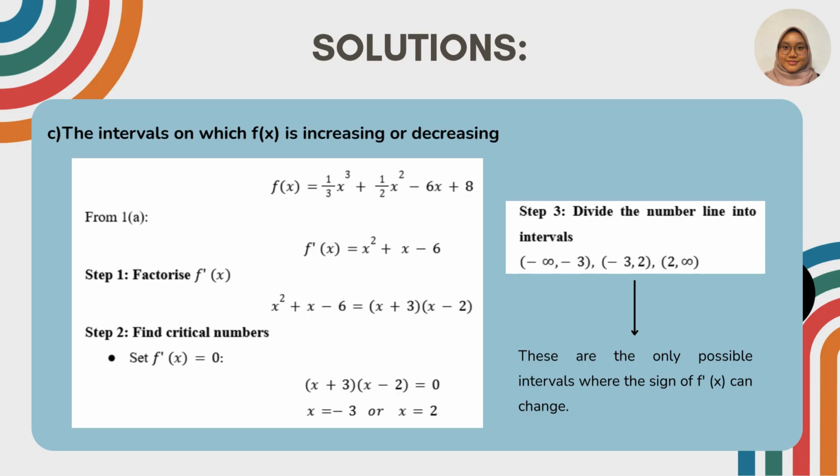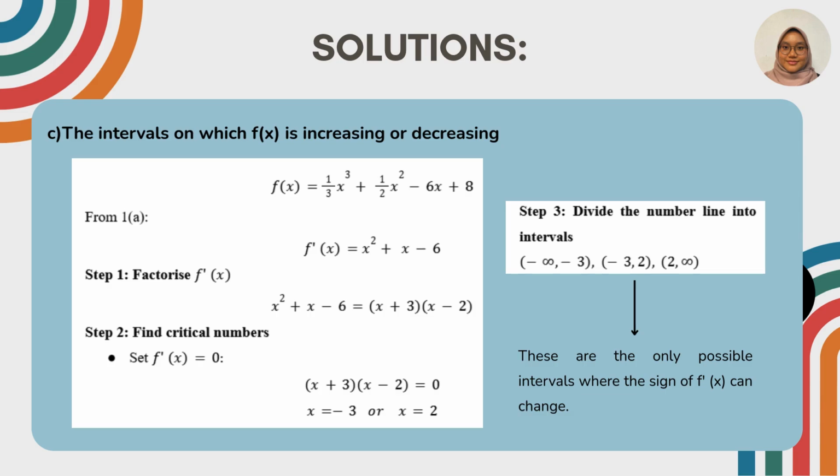For question 1c, we find the interval where the function is increasing or decreasing. The given function is f(x) = 1/3 x^3 + 1/2 x^2 - 6x + 8. From question 1a, the first derivative is f'(x) = x^2 + x - 6. To find the critical numbers, we set the first derivative equal to 0. So x^2 + x - 6 = 0, and then we factorize the equation: (x + 3)(x - 2) = 0. Therefore, x = -3 or x = 2.